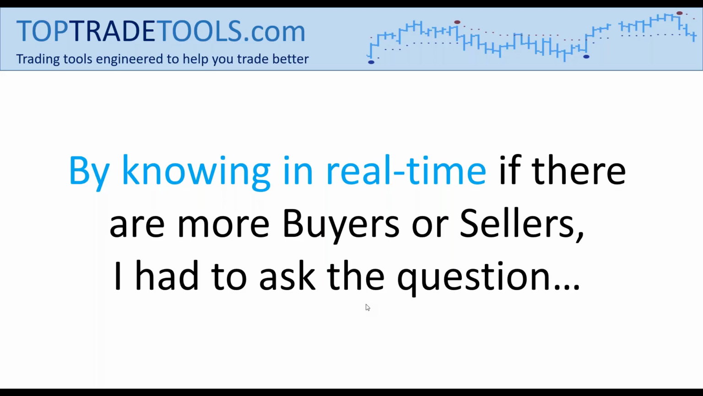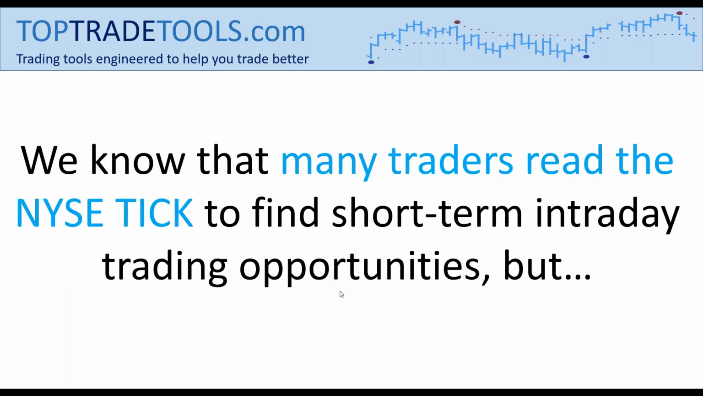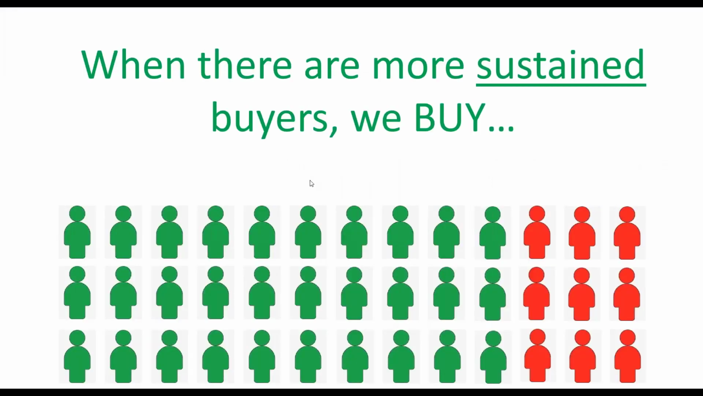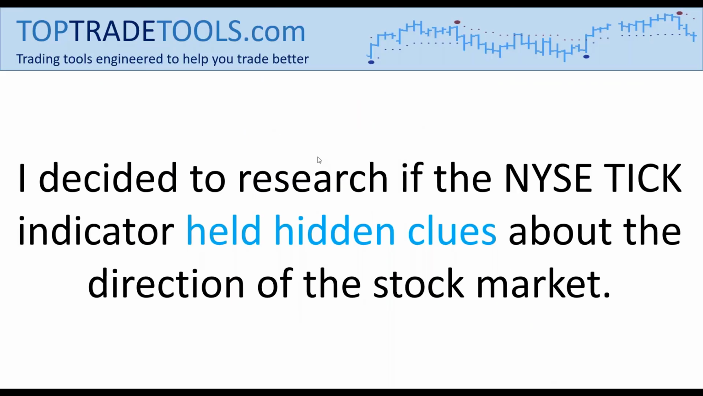By knowing in real time if there are more buyers or more sellers, I had to ask the question, can we use this inside information about buyers and sellers to create a powerful trading strategy? We know that many traders read the NYSE tick to find short-term intraday trading opportunities. But what if there was a way for us to use this in the confines of a trading strategy? When there are more sustained buyers, then we would have our strategy generate a buy signal. We're measuring across the board buyers or sellers. When there are more sustained sellers, then we look to sell with a sell signal.